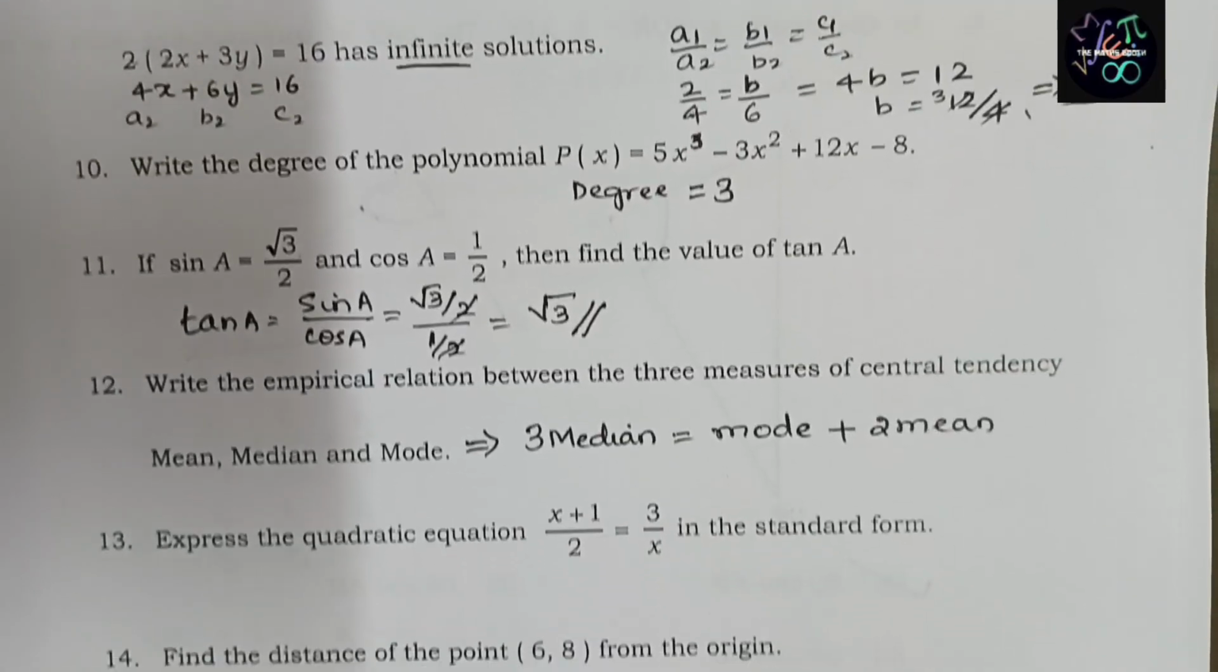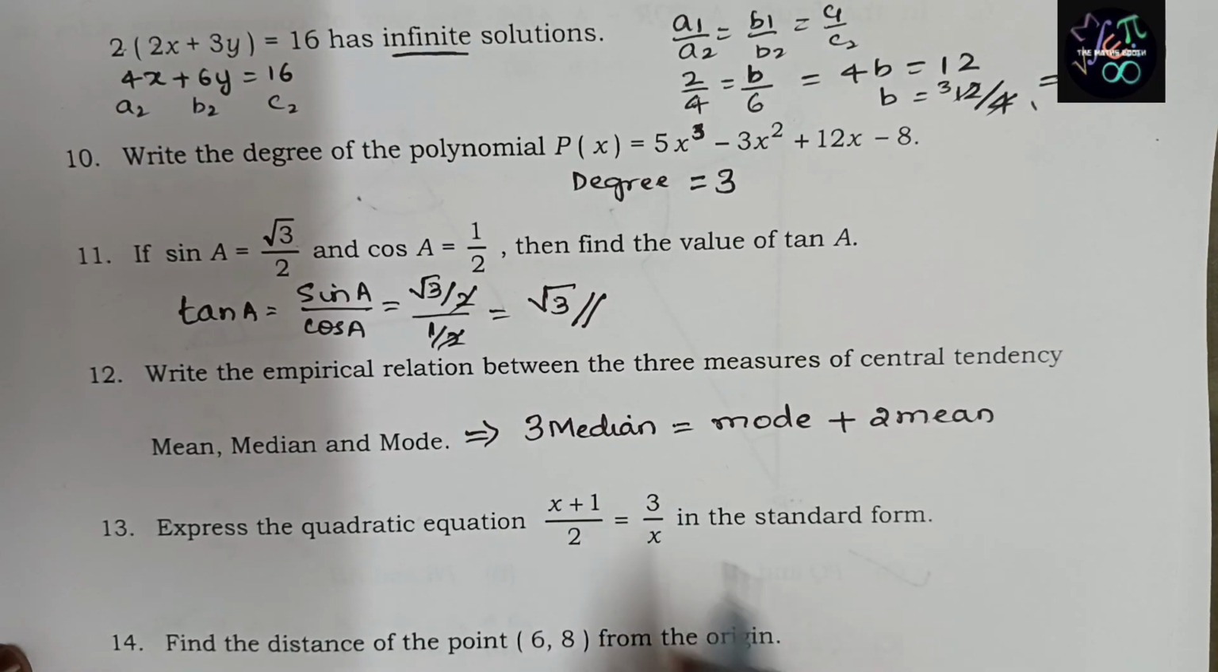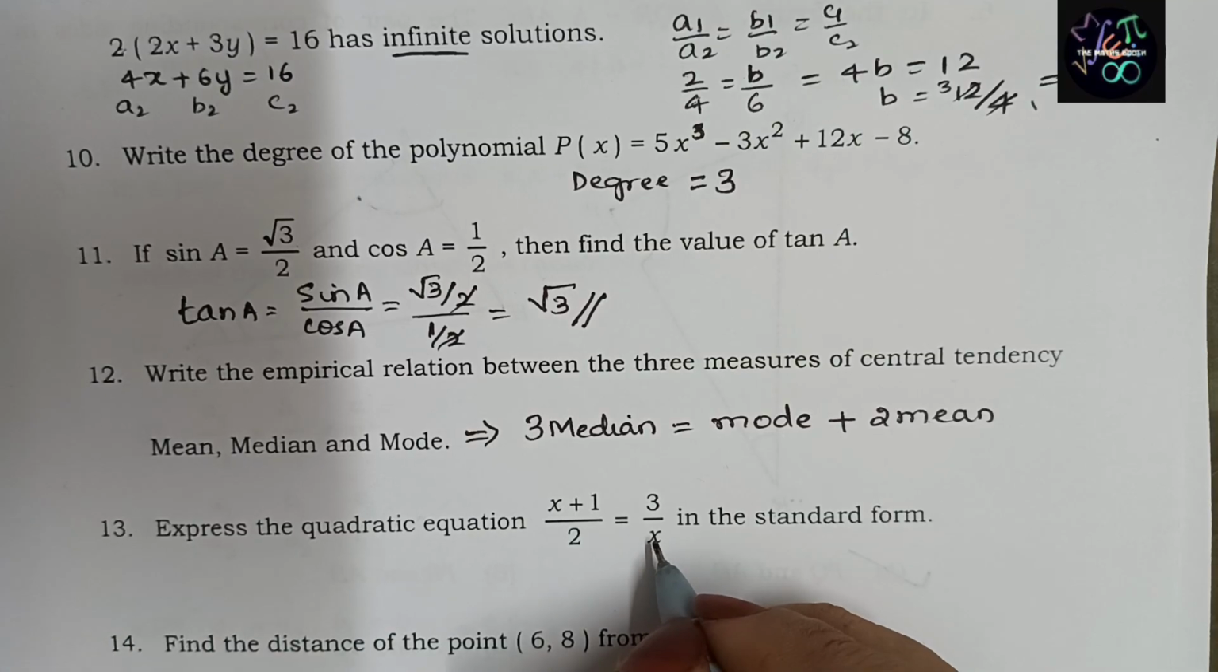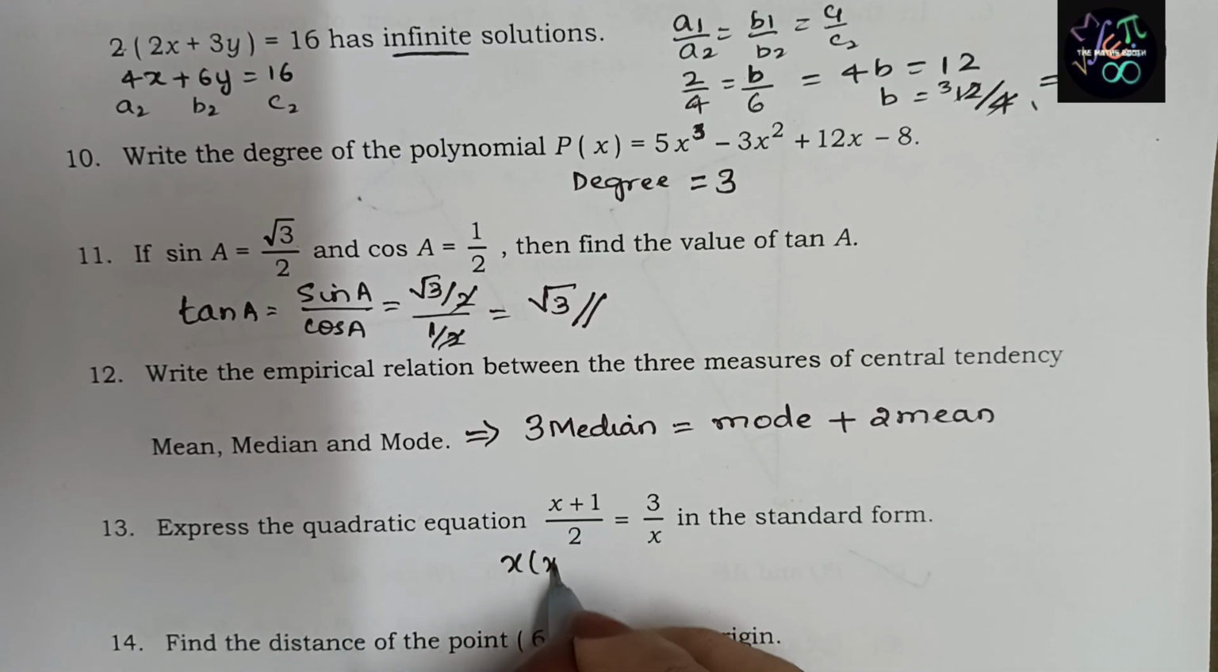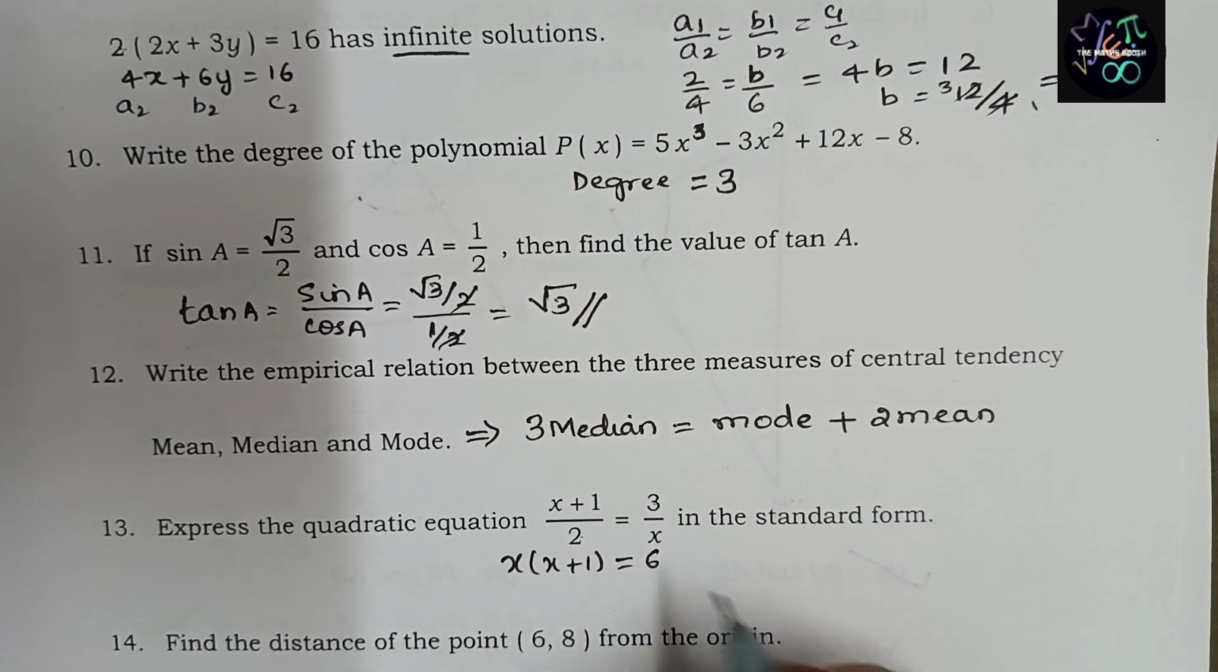Express the equation as a quadratic equation: x plus 1 by 2 is equal to 3 by x. So let us cross multiply. x into x plus 1 is equal to 2 3s are 6. So x into x, x square, plus x 1s are x. This 6, if I bring to this side, it becomes minus 6 equals 0. So this is the standard form of the quadratic equation.